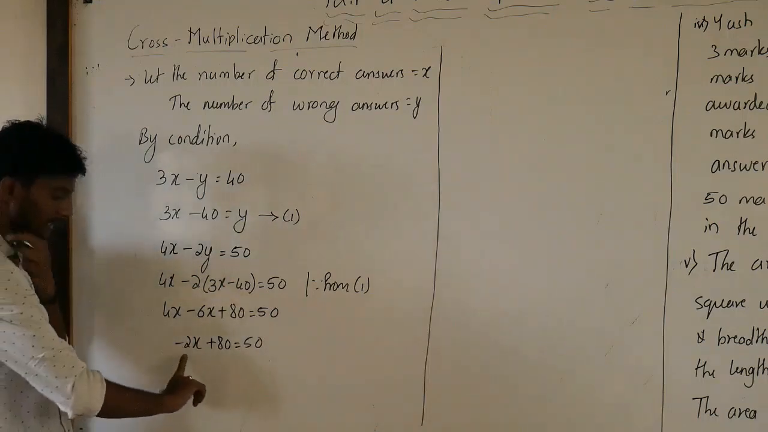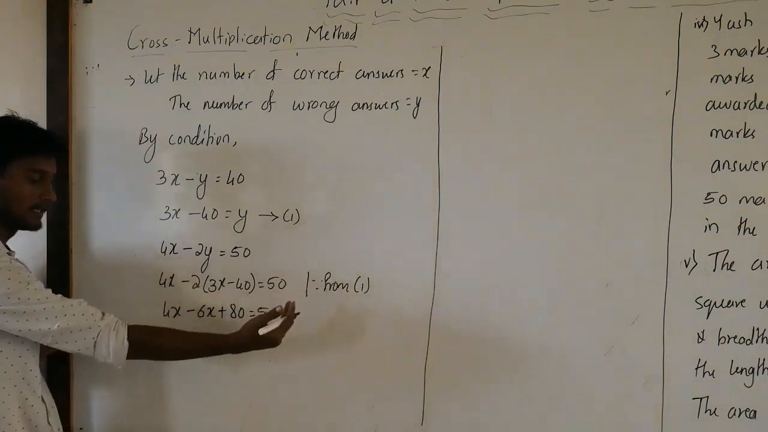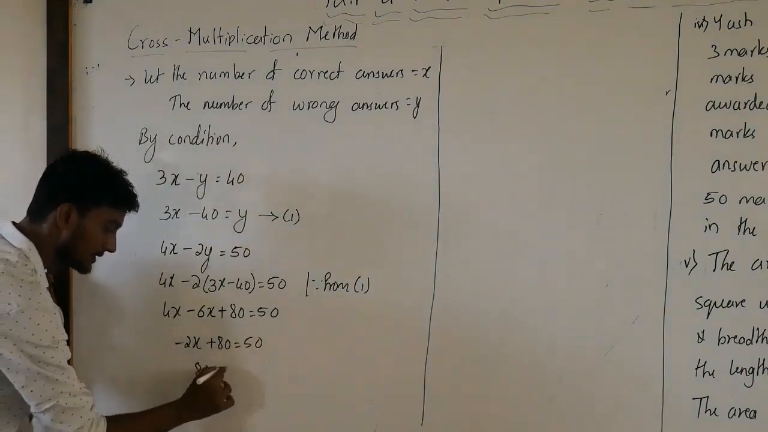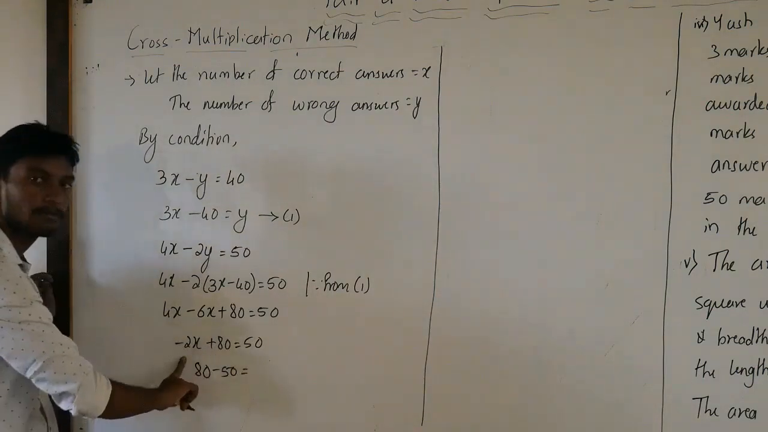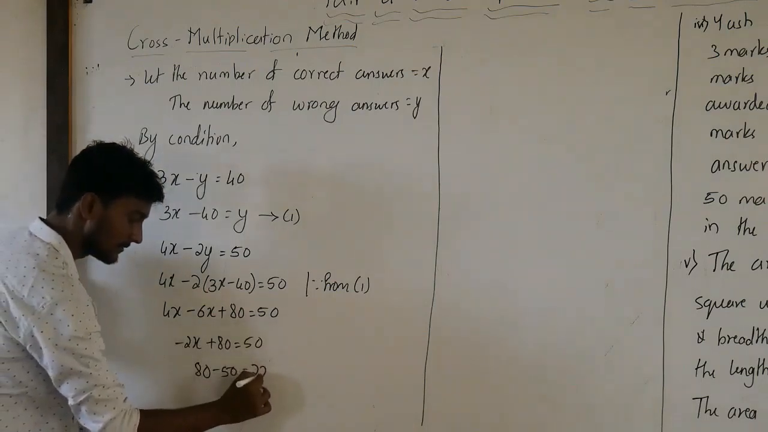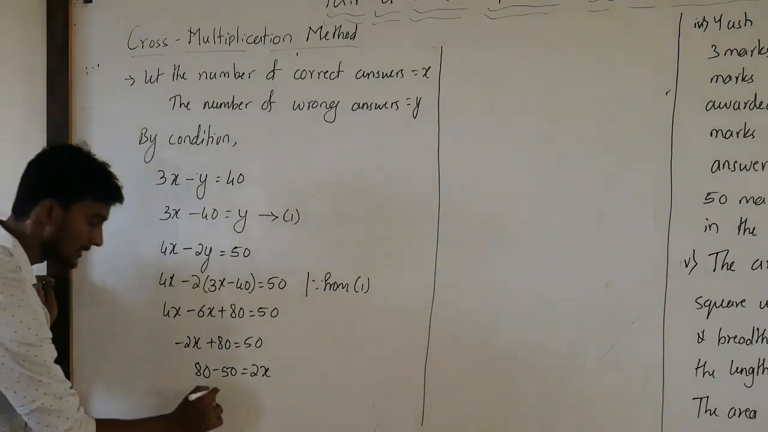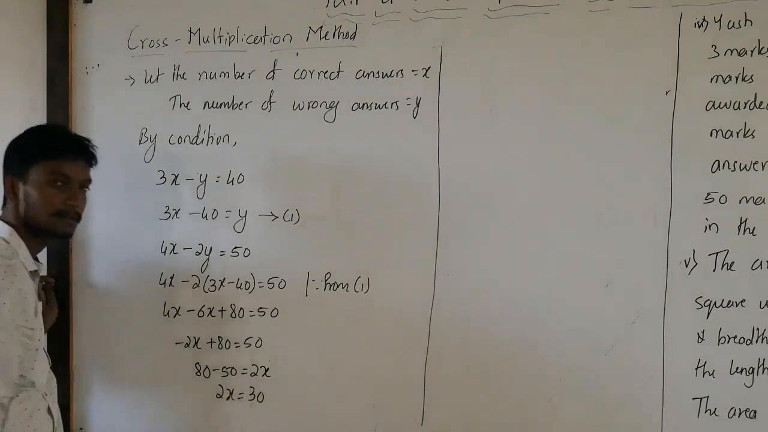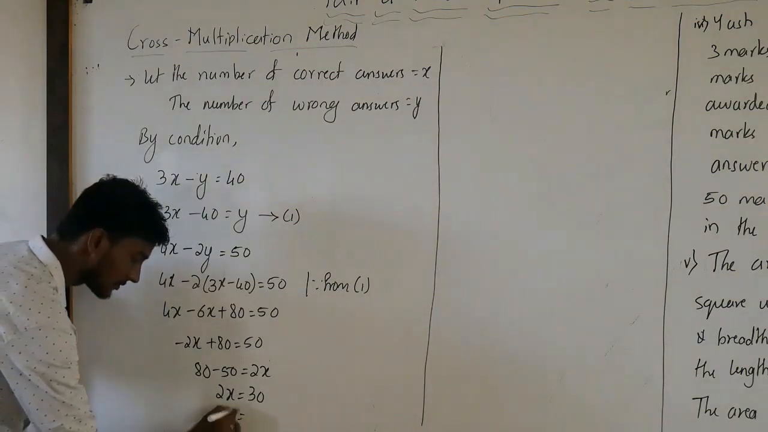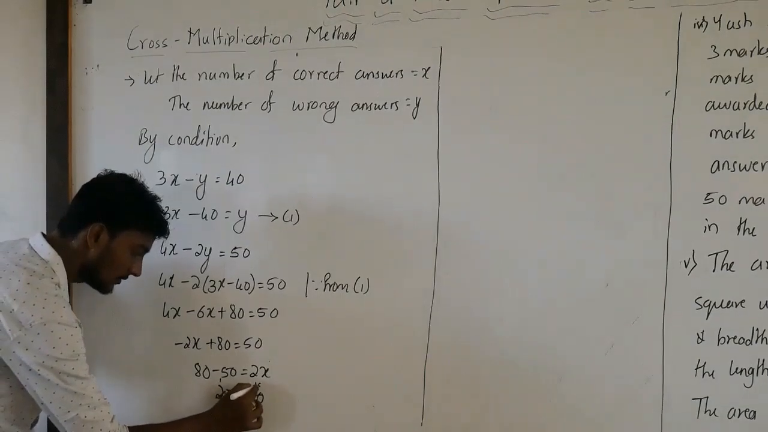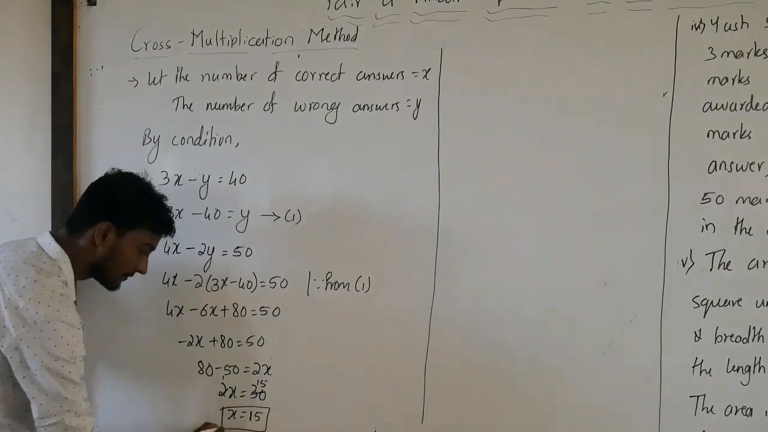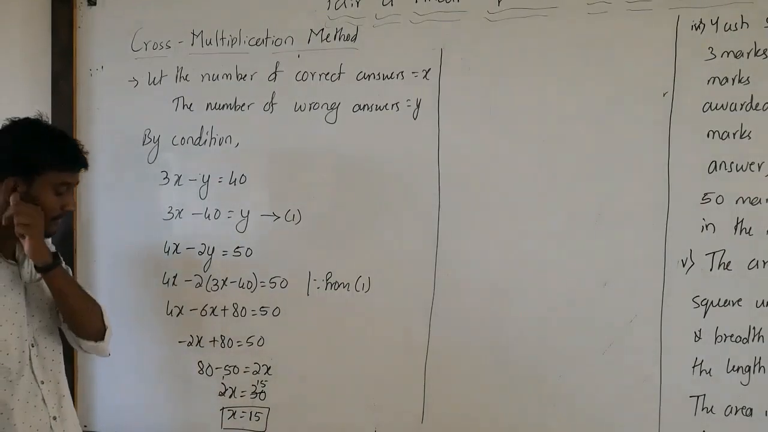In the next step, take this minus 2x that side and bring that 50 this side. So 80 minus 50 is equal to 2x. Therefore 2x is equal to 80 minus 50, which is 30. Therefore x is equal to 15, two 15s are 30. The value of x we have got is 15.